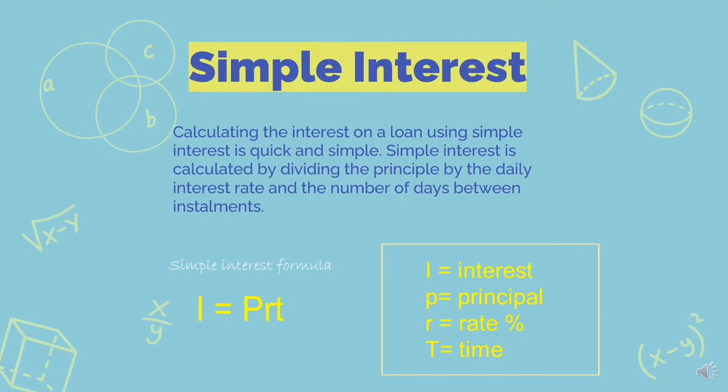Calculating the interest on a loan using simple interest is quick and simple. Simple interest is calculated by multiplying the principal by the daily interest rate and the number of days between installments. The formula for simple interest is I = PRT, where I is interest, P is principal, R is rate, and T stands for time.